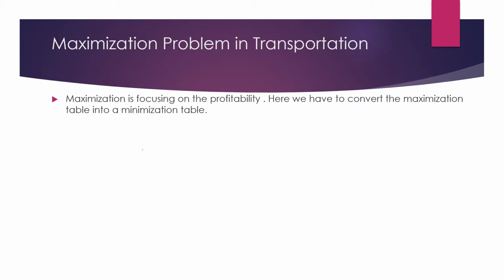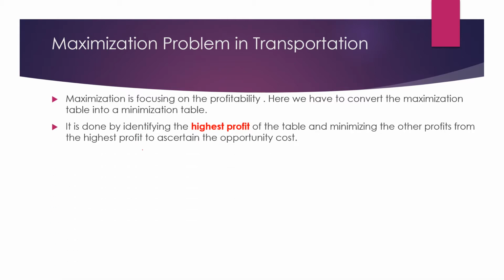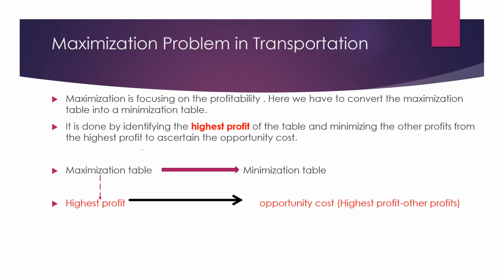Here, the first thing is we have to convert the maximization table into a minimization table. How are we going to convert a maximization table into a minimization table? The first thing is we have to identify the highest profit of the table. Then we have to calculate the opportunity cost by deducting all the other profits from the highest profit. Then we have a normal minimization problem.